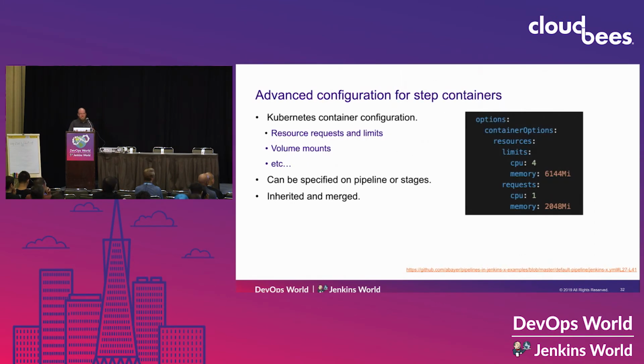Now, I mentioned container configuration, or what we call container options. Out of the box, you're just going to get the default configuration for your container. So you may not have resource limits and requests set. You wouldn't have volumes mounted other than what Jenkins X does by default. You may want more configuration of your containers than just what comes out of the box.